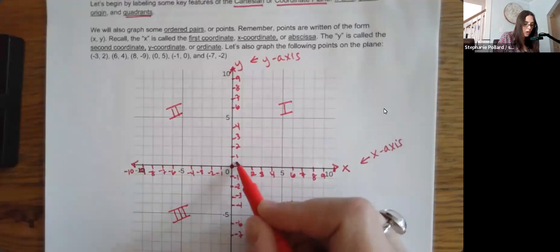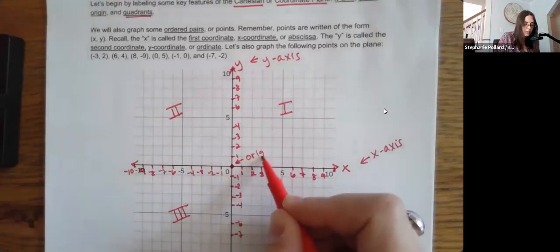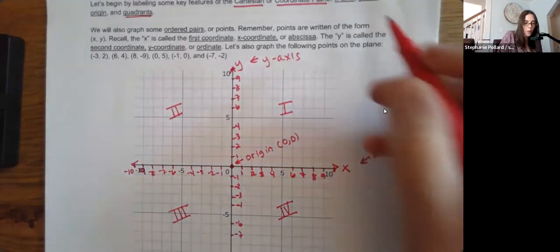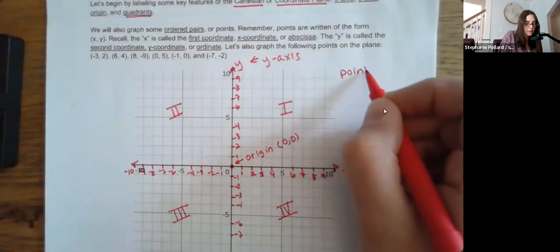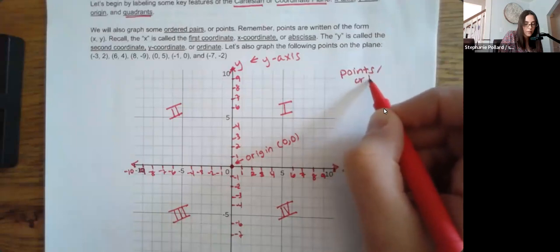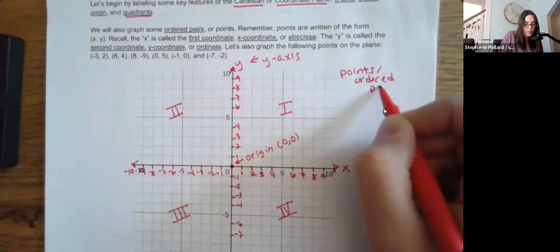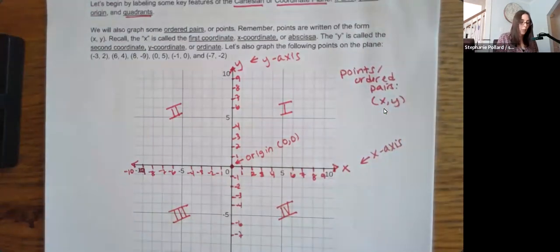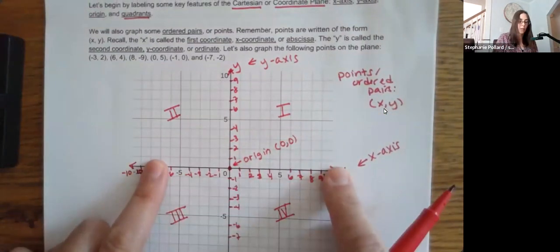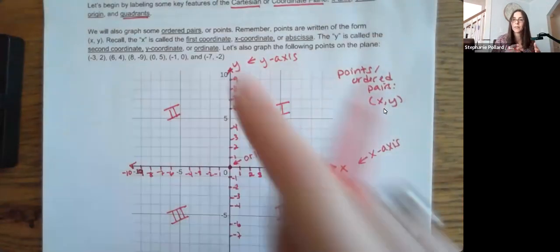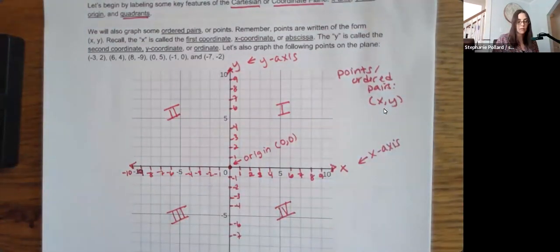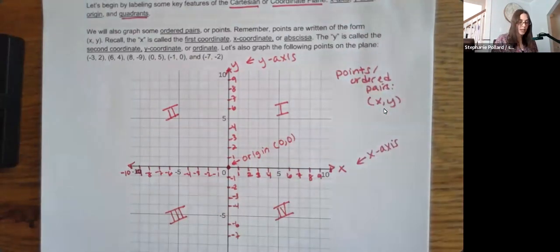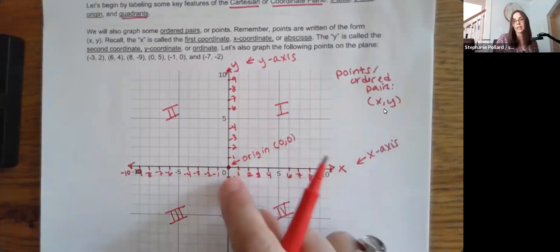This intersection is called the origin, and it's the point 0, 0. So all of our points or ordered pairs are of the form x, comma, y, or whatever the horizontal axis is, comma, the vertical axis. So it's always in that particular order. And each of these ordered pairs creates one single point on the graph. So the particular ordered pair 0, 0 is right at that center there.